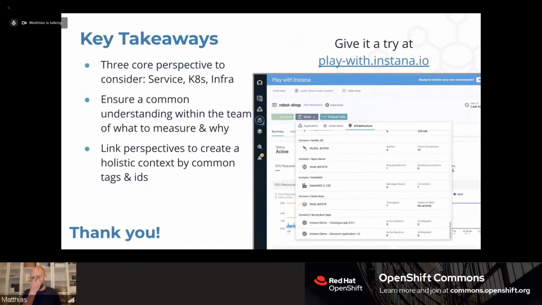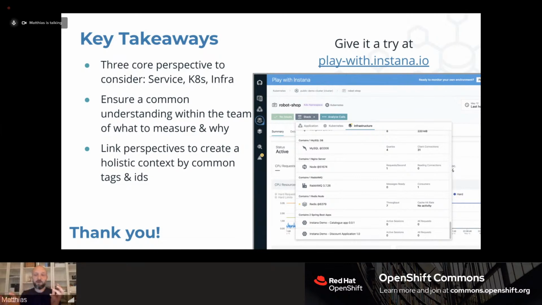So this is an example, and I mean, we could also do a short demo if you like, but this is an example of how we are doing this and how this is visualized in Instana. Basically we separate these three different perspectives: the application perspective, the Kubernetes perspective, and the infrastructure perspective, and on any entity that you're looking at, you can link to the others. But conceptually, you can rebuild this with your own tools, or again, just give it a try with Instana.